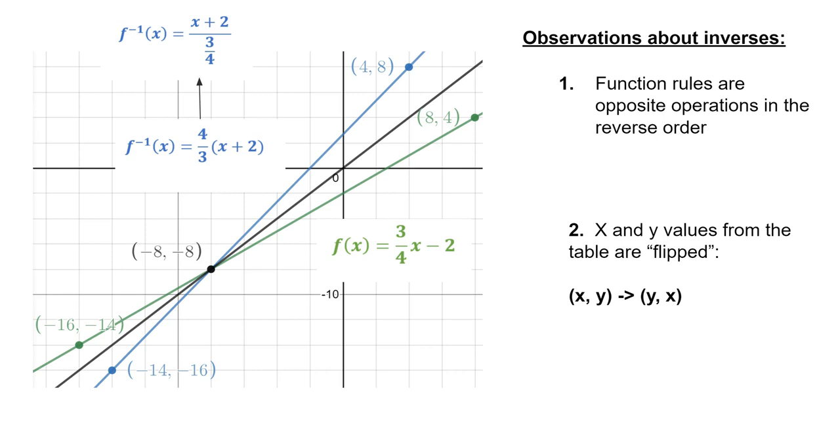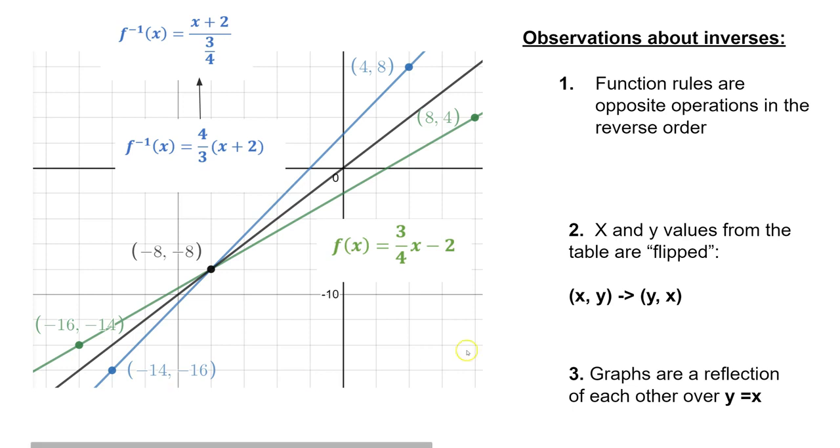Number two, the x and y values from the table are flipped. x, y becomes y, x, and we already saw that earlier in problem 4. And that's true here as well. 4, 8 becomes 8, 4. Negative 16, negative 14 becomes negative 14, negative 16.